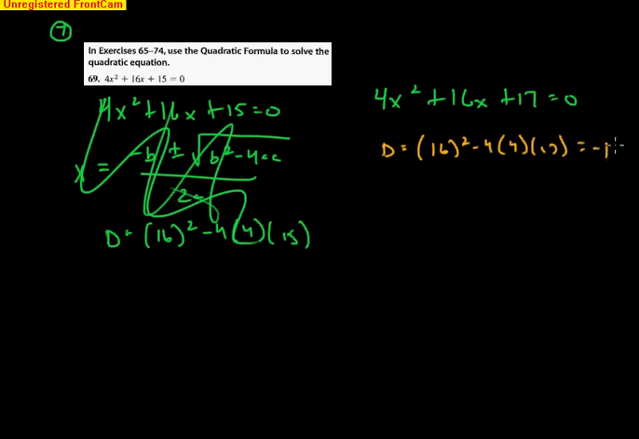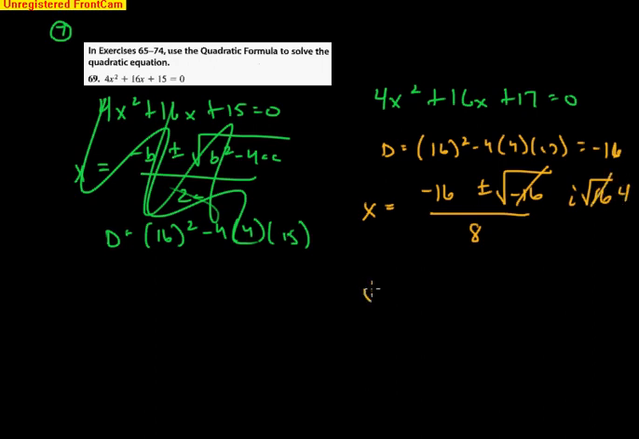So again, the reason I stopped that last problem is because I got positive 16 as my discriminant, which means you have no negative under the square root. So I need to get a negative under the square root for this to be a problem I want to do. Negative 16. So your quadratic formula, opposite of 16 is negative 16, plus or minus the square root of negative 16, all over 2 times a. 2 times 4 is 8. So this is i square root of 16, and 16 is a perfect square. The square root of 16 is 4. So this is just simply negative 16 plus or minus 4i over 8.